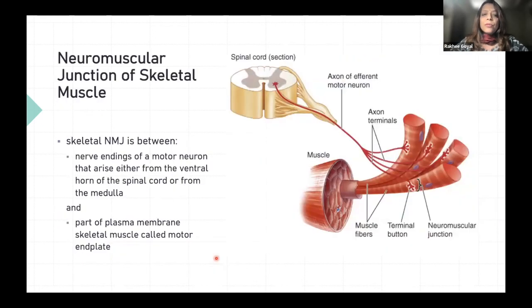Now, there are three types of muscles where these NMJs are: the skeletal muscle, the smooth muscles, and the cardiac muscles. So the most elaborate discussion is on the NMJ of skeletal muscle. Here, the nerve impulse starts from the ventral horn of the spinal cord. The axon of the efferent motor neuron comes. When it reaches a skeletal muscle, it breaks into these nerve endings. And these nerve endings embed into the plasma membrane of the skeletal muscle, which is the motor end plate.